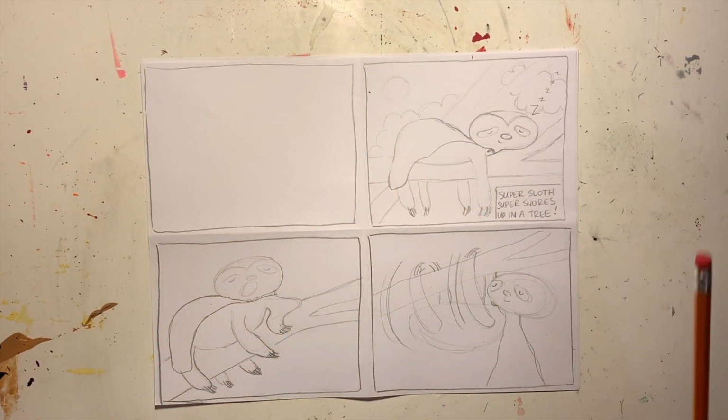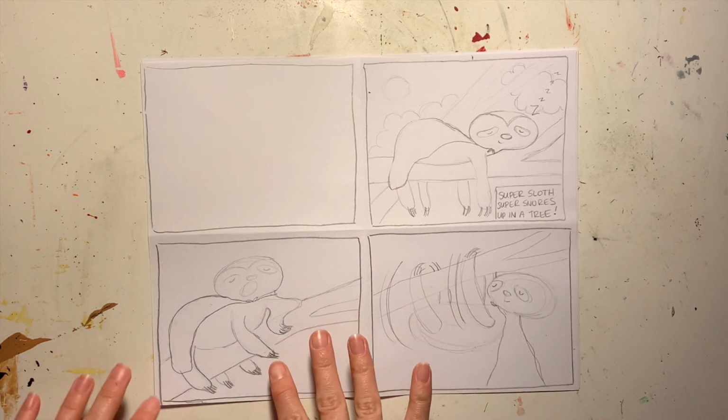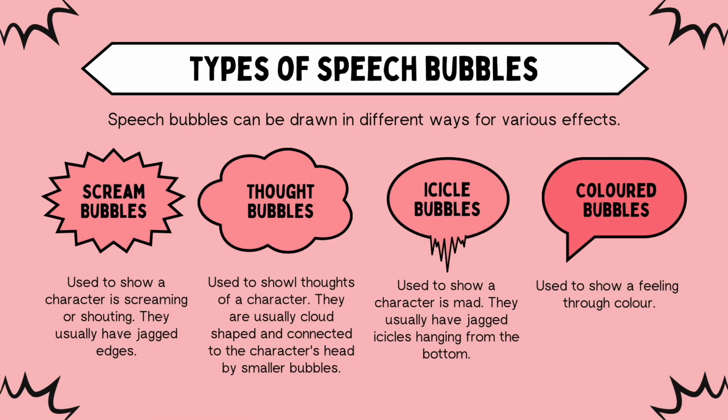Okay, I'm back. So I have to draw in the speech bubbles now. Here are some different types of speech bubbles. You can put spiky, jagged edges on your speech bubble to make it a scream bubble. You can have a thought bubble, which looks kind of like a cloud shape. You can have icicle bubbles, which usually show that someone is mad. Or you can use different colors on your speech bubbles to show a different emotion.